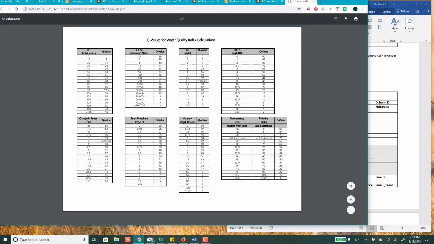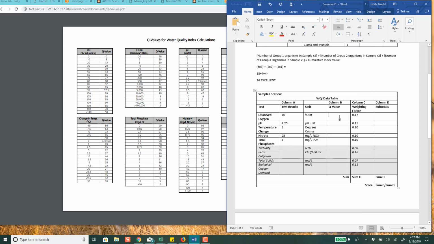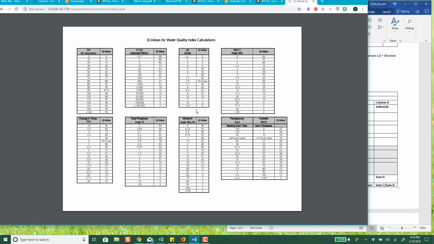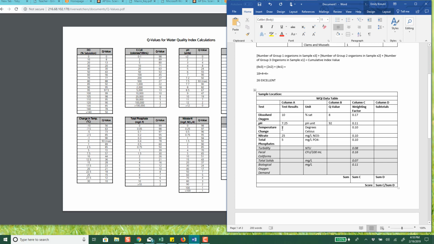I have this uploaded to the course, and it's also in the course resource newsletter. So you can look and see what your Q value would be for each parameter, and you'll just enter those. Now, if you notice at the bottom of the table, we've got some gray values. We're not going to look at those in this lab. We're just going to use what we have at the top to calculate our score. So we're just taking the Q values from the table.